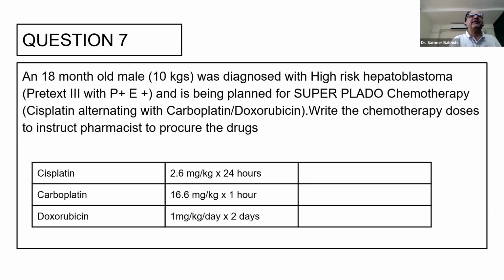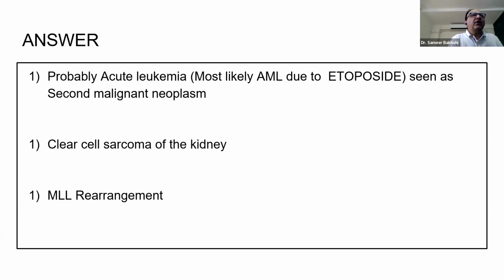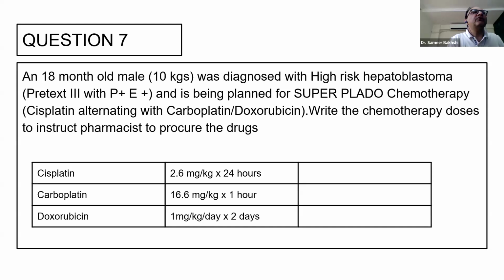Okay, so we got all the answers. Now we have the next slide before you. So you have an 18-month-old child, 10 kg, with high-risk hepatoblastoma. Pretext 3 with P plus E plus. I'm not going to explain all this, and that's not relevant for this conversation today. He was planned for super PLADO, cisplatin alternating with carbo and doxo.